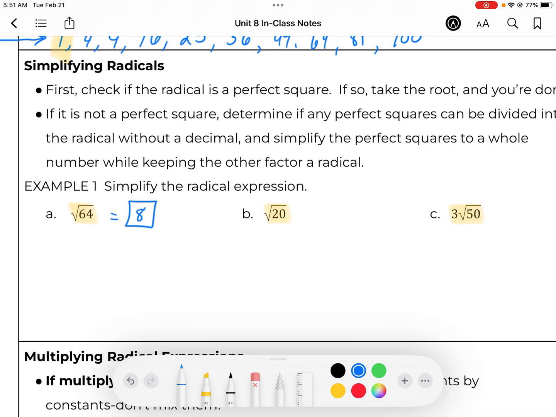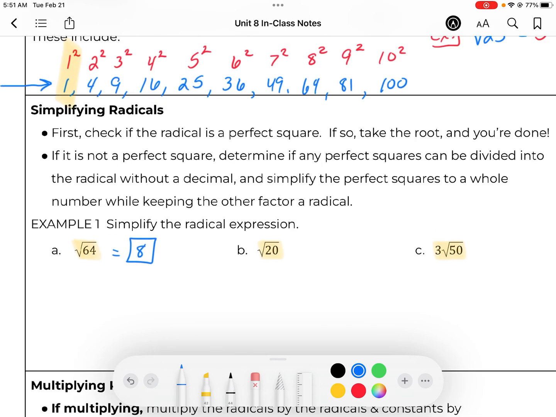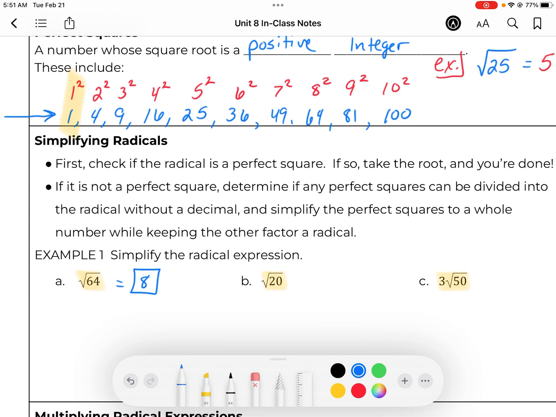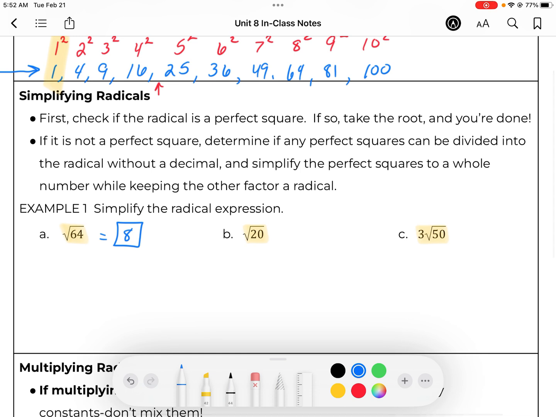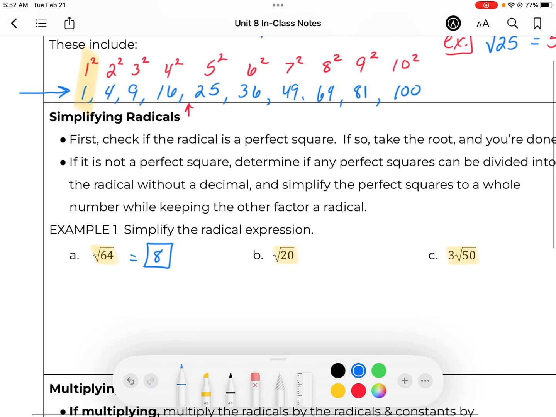So the first thing we do is we check and see if it is a perfect square. 20 is not a perfect square. It's not on that list of perfect squares. It would fall right here between 16 and 25. So it's not there. So what we have to do is determine if there are any other perfect squares that can be divided into that radical without there being a decimal. So what that means is we're looking for factors of 20, things that would multiply to equal 20.